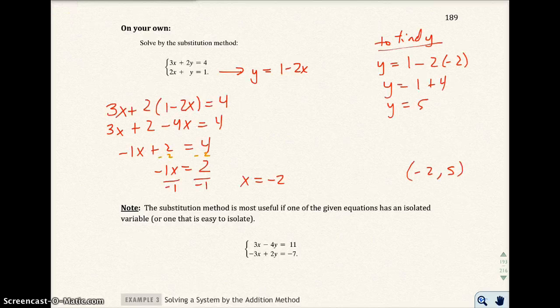Okay, so it's all by the substitution method. I get the ordered pair -2, 5. And I went ahead and put this ordered pair back into here. And I got a true statement. It worked in there. When I check this back into here, it also worked. So this is the correct answer.